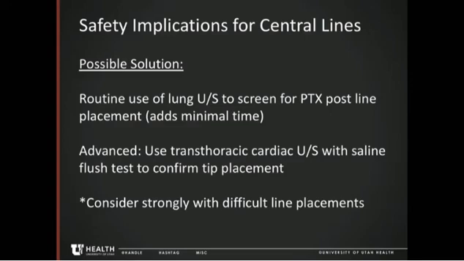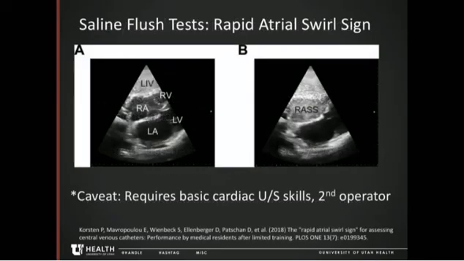So we already talked about how to diagnose pneumothorax, but that second piece that's a little more advanced is this idea of flushing saline through the tip of the catheter and looking for what some people call the rapid atrial swirl sign. This is demonstrated in a number of studies. Some of the caveats for it is that it does require some basic ultrasound skills, and typically it's a second operator that needs to do this.